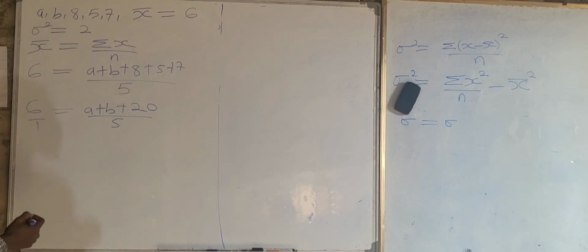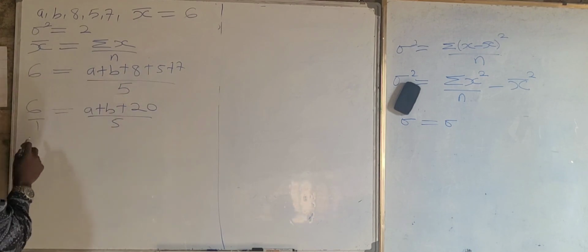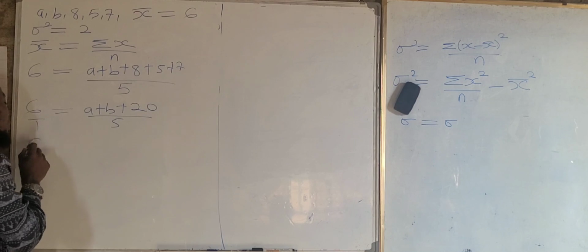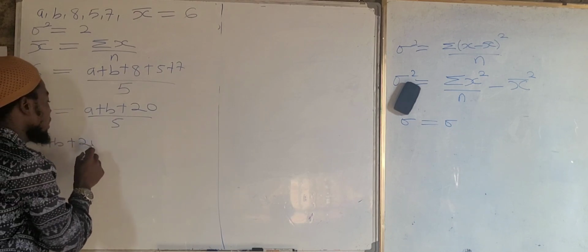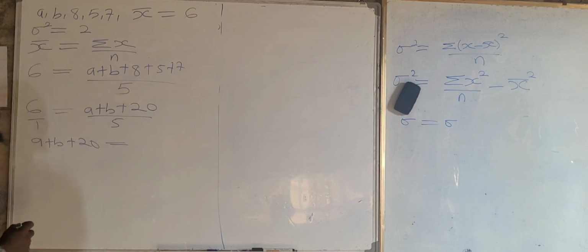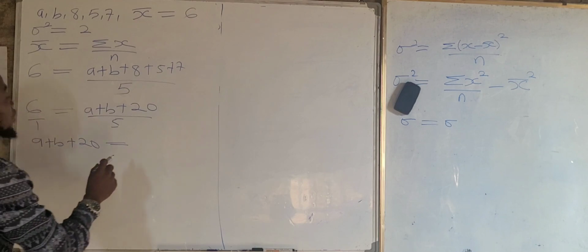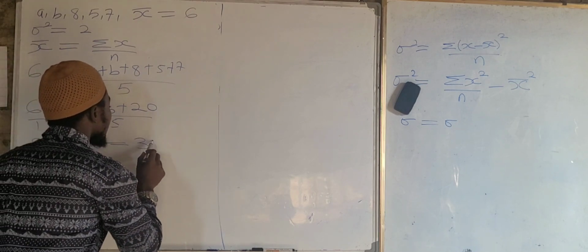Let's cross multiply now. Upon 1, eh? Yes, sir. What times any number here is the number itself, right? Yes, sir. That is A plus B plus 20 is now equal to 30. Here 5 times 6 gives us 30. Now we have 30.